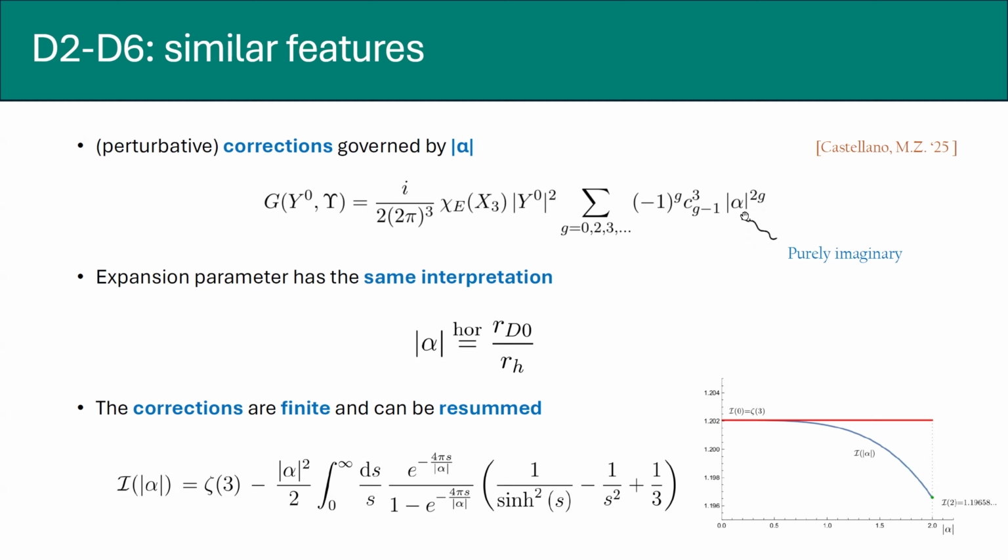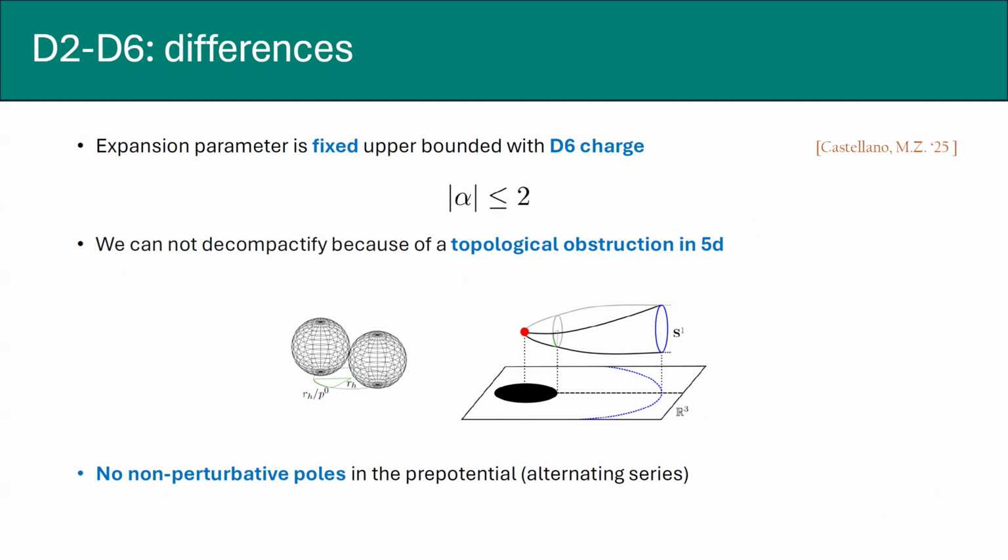And the reason why it's becoming purely imaginary seems weird, but essentially there is an attractor mechanism that is telling us that alpha must be purely imaginary, because alpha is completely fixed by the attractor mechanism. And we will see in the talk of Alberto that alpha will have the same interpretation for generalized black holes, but its phase will be really important for this discussion. Now, for the D0, when you turn on the 6 charge, you cannot decompactify because there are topological obstructions in 5 dimensions. I will skip about this. Ask me if you are interested about this.